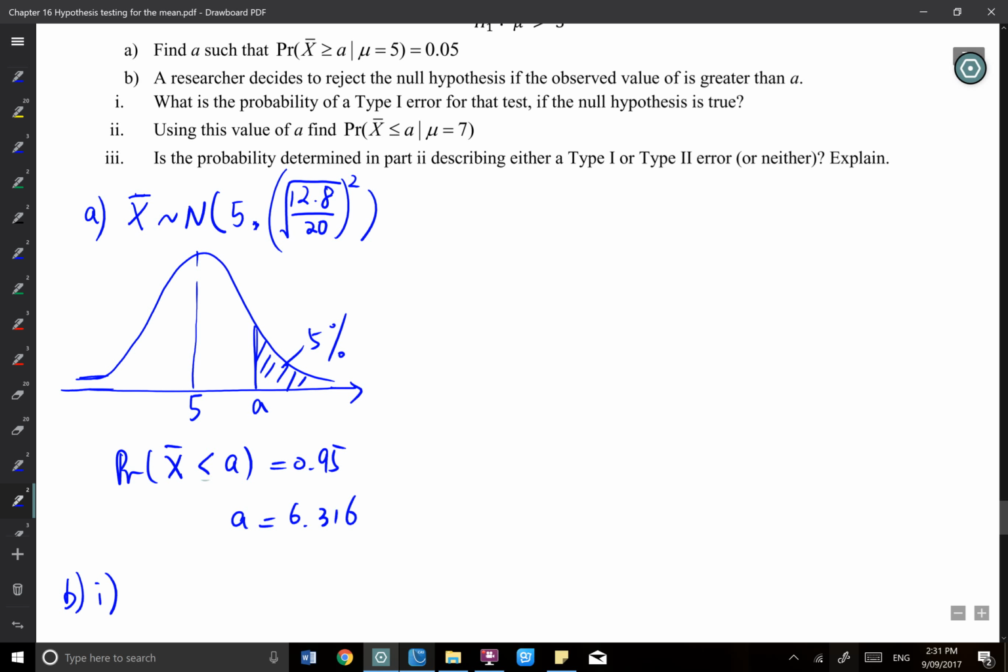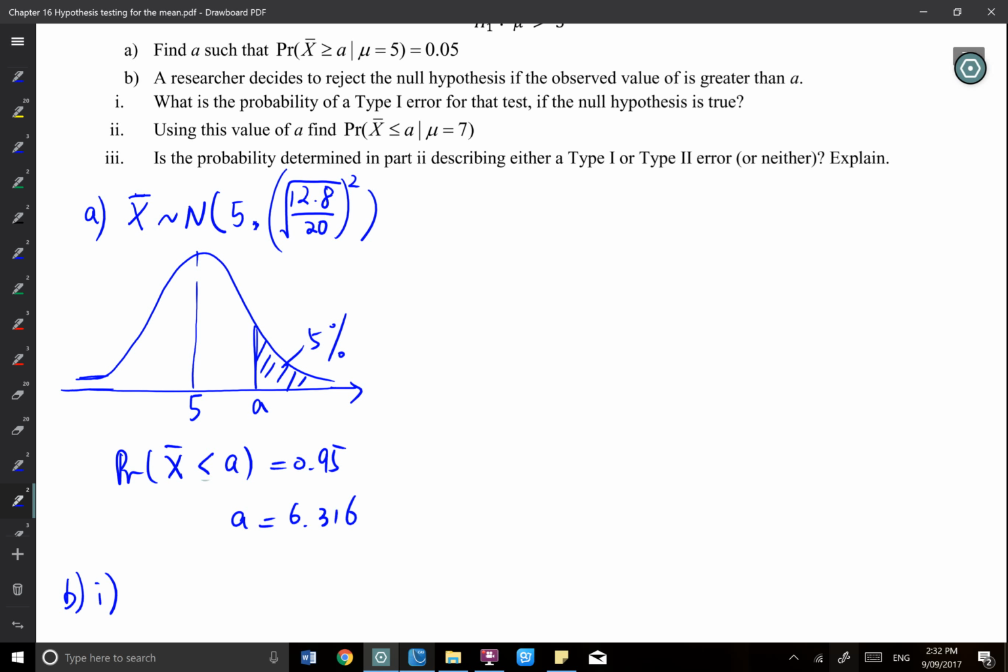Okay, for part 1, a researcher decides to reject the null hypothesis if we observe a value greater than A. When we observe something greater than A, we say, well, it's only 5%. It's not that easy to get, so we'll reject it. What type of error is this called?